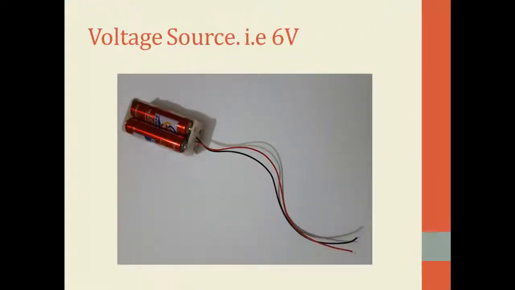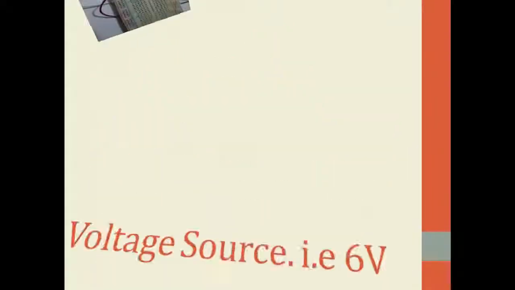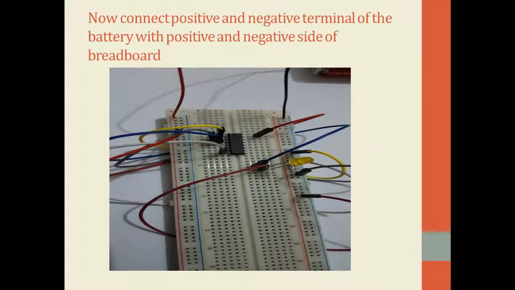Now a voltage source is required in this, because without the voltage source the LED won't work and the truth table cannot be verified. So for that purpose the voltage source is very important.